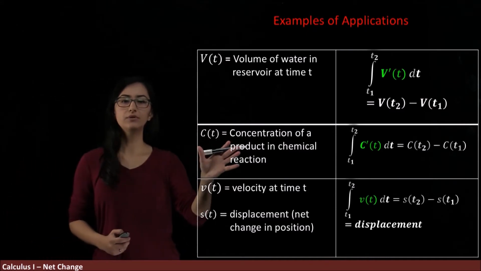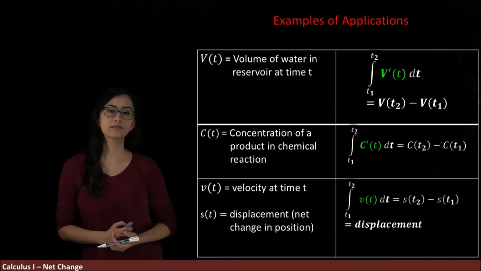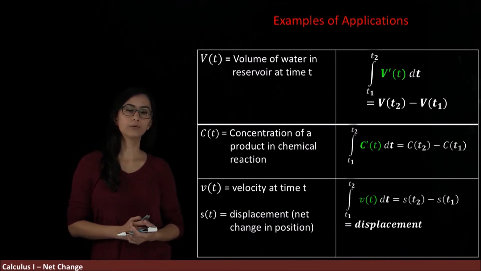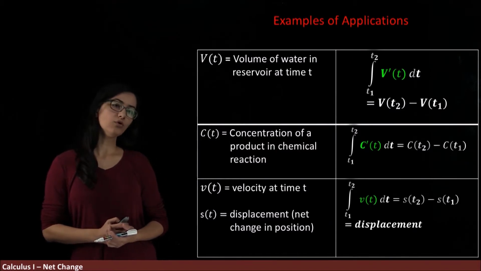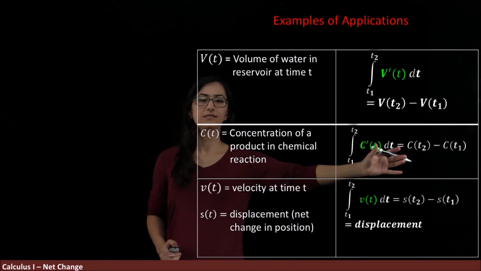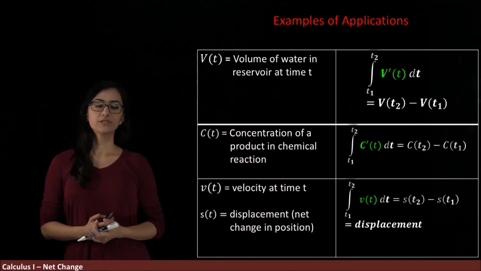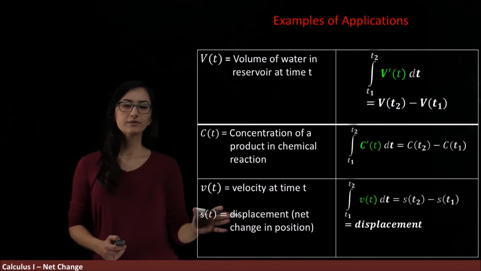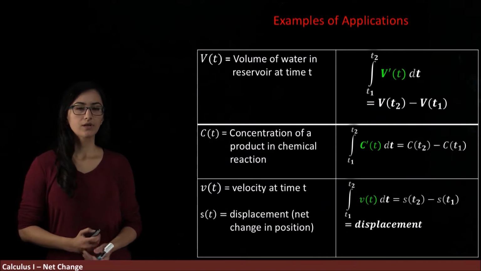The second example, suppose C of t gives us the concentration of a product in a chemical reaction at time t. Then C prime is called the rate of reaction. Then the integral of the rate of reaction is going to give us the net change in the concentration of this product. And we're familiar with this last example from the previous video.